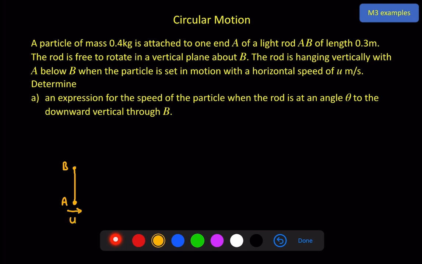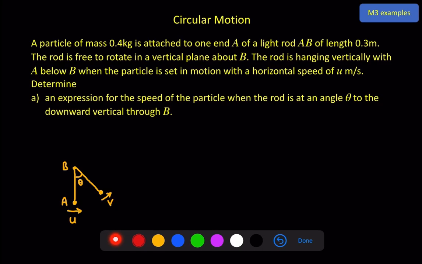Determine an expression for the speed of the particle when the rod is at an angle theta to the downward vertical. So I'll keep it simple, make that less than 90 here, through B. So the question is V here.